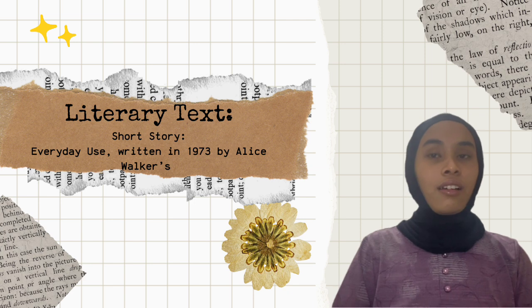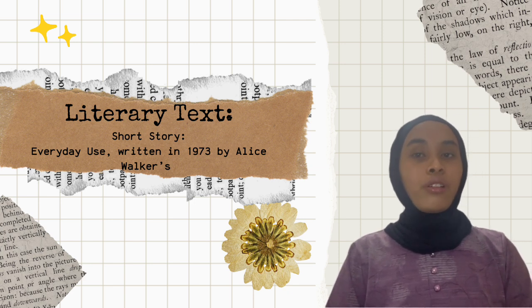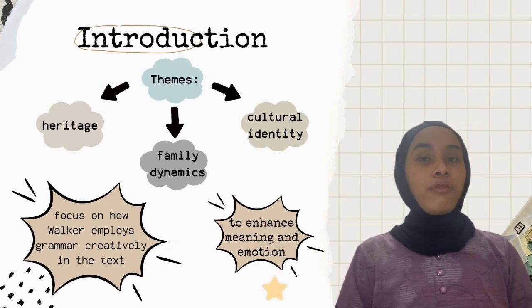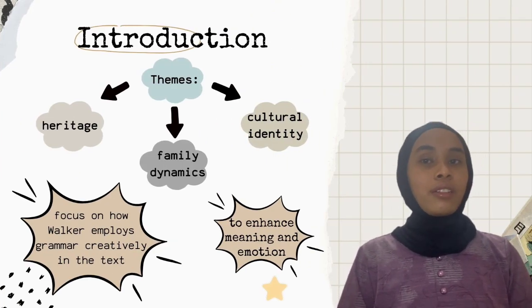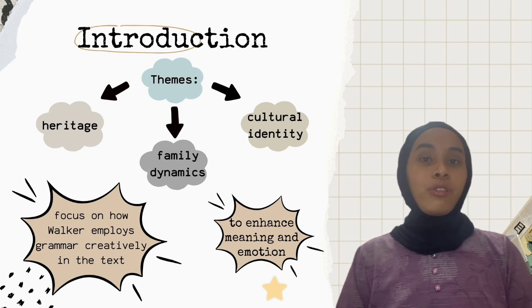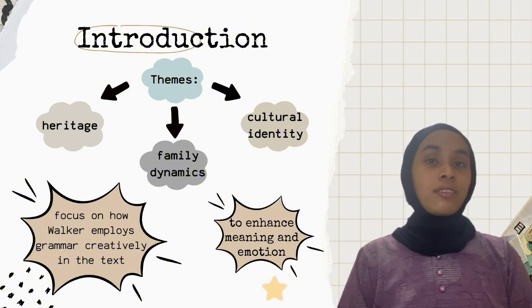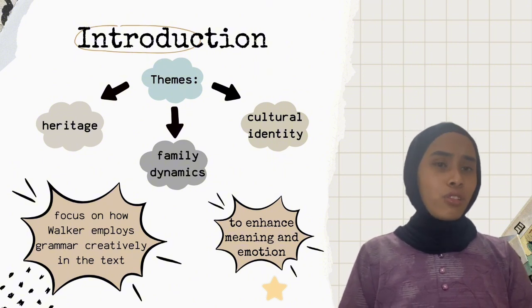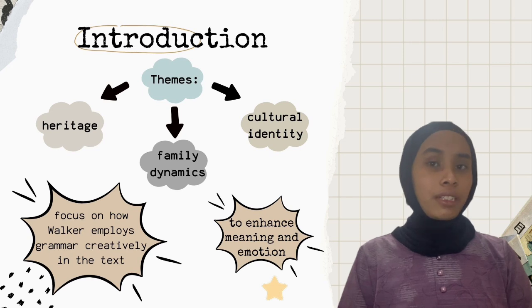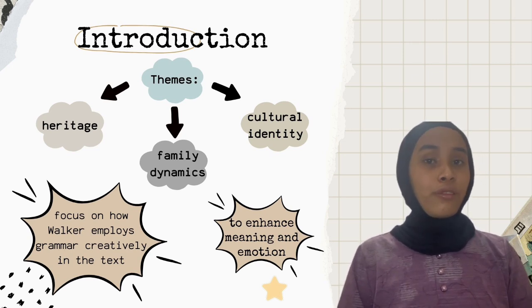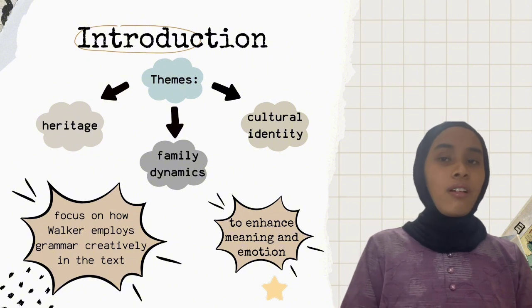Here comes the literary text. For this section, I chose Everyday Use, written in 1973 by Alice Walker. The story explores themes of heritage, family dynamics, and social identity. In the story, we have Mama, the narrator, reflecting on a pivotal day when her daughter, Dee, visits with her boyfriend. This choice of tense creates an immediate and vivid tone, emphasizing the ongoing relevance of the story's themes of memory and heritage.